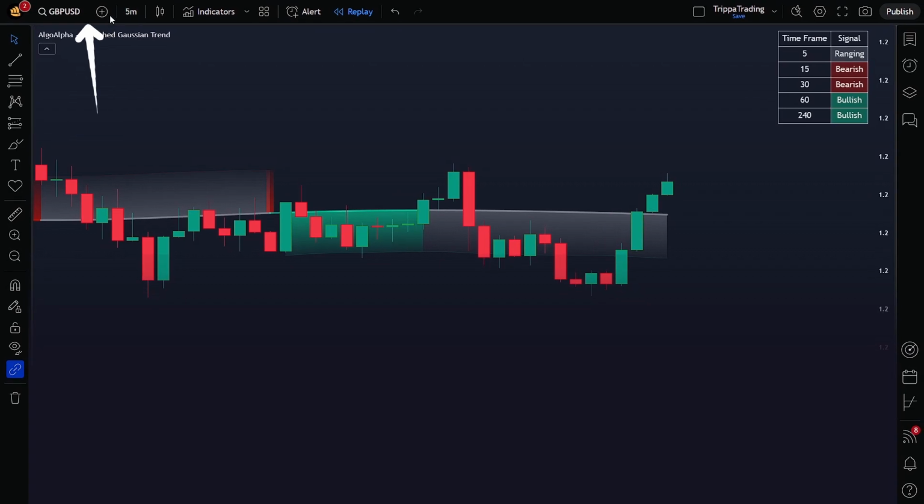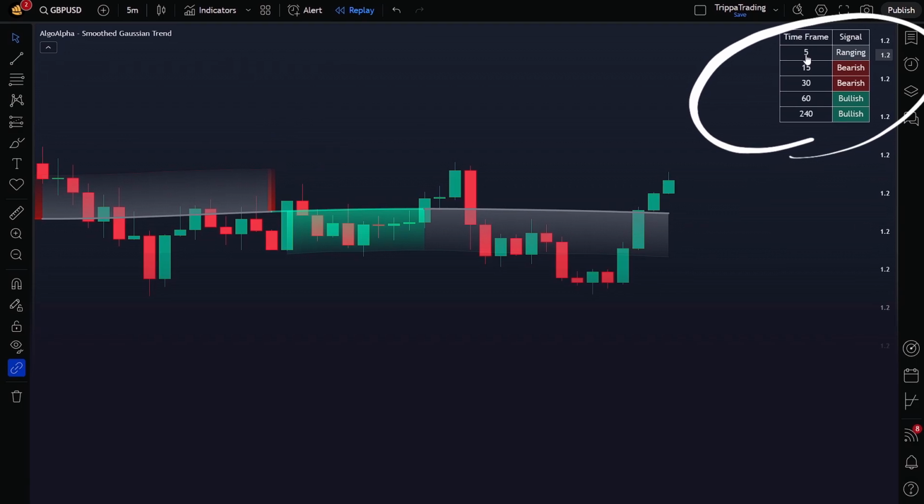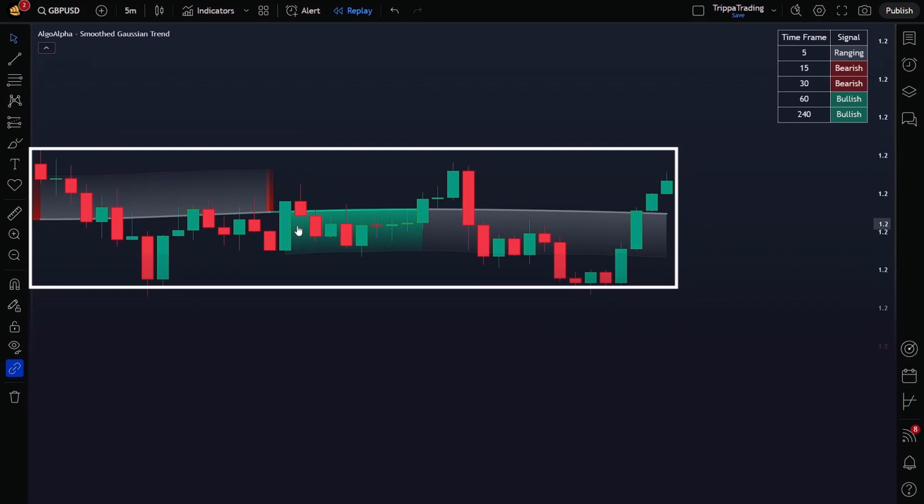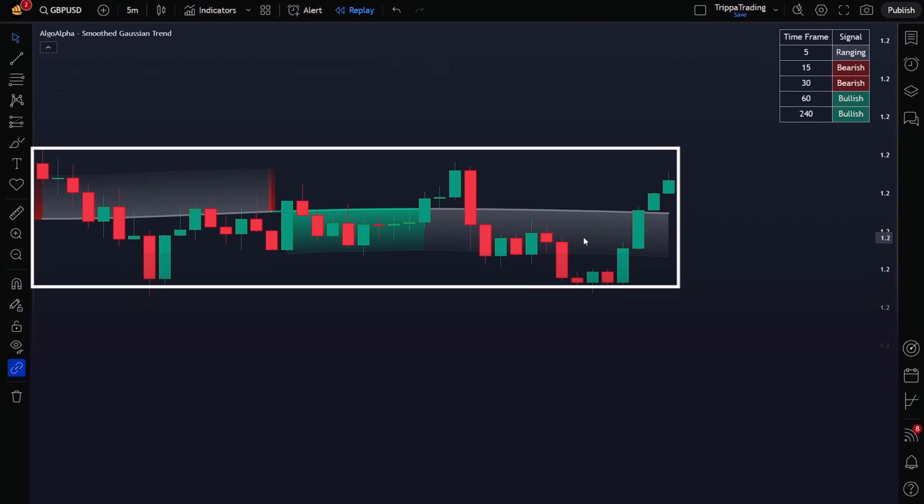This is the 5-minute time frame of GBP/USD. If we look at the indicator table for this time frame, you can see it says that the market is ranging. Looking at the chart, you can see that the market is indeed ranging just as indicated by the tool.